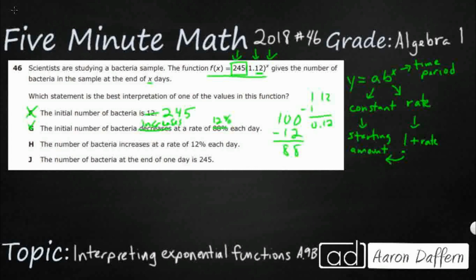Let's check J. The number of bacteria at the end of 1 day is 248. Nope, that's the starting amount. The starting amount is 245, not the ending. So our answer here is H.